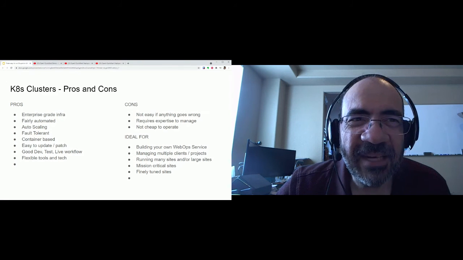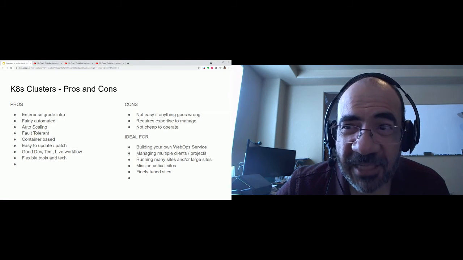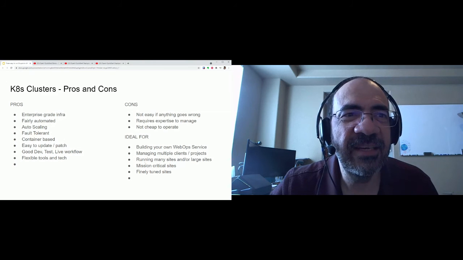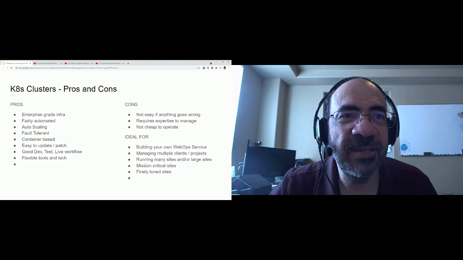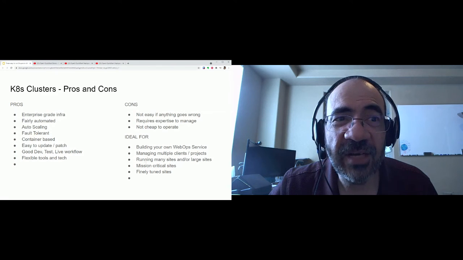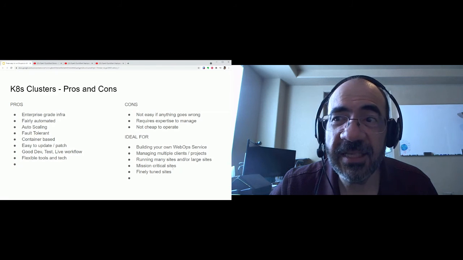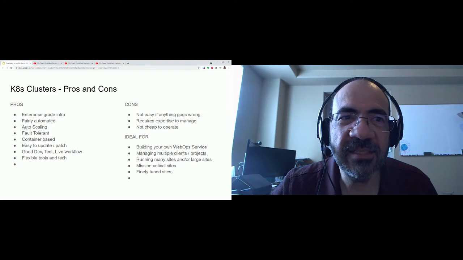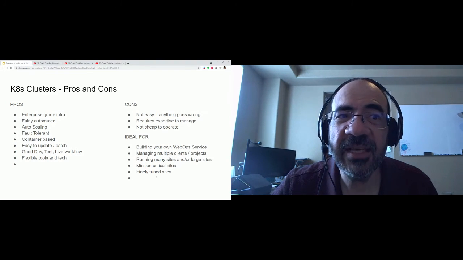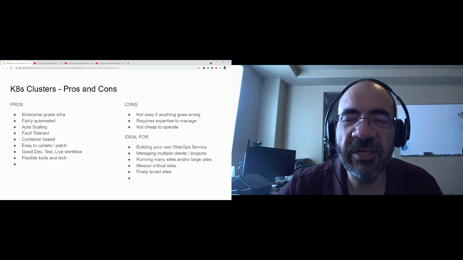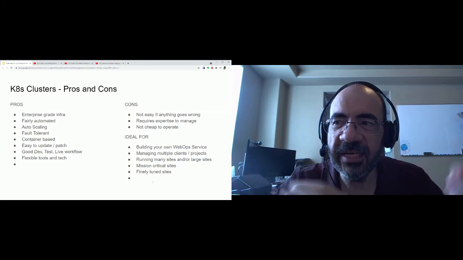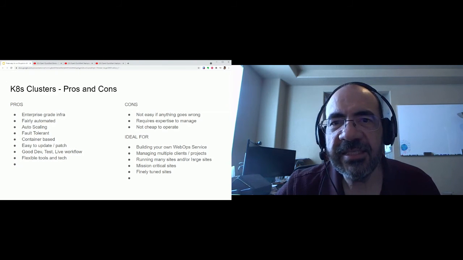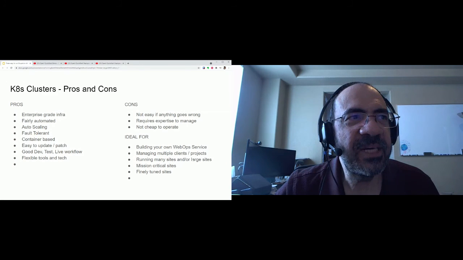You can use it to manage multiple clients. There's no limits on how many sites or projects you can create in something like this. It's very scalable, and it's great for running multiple sites and large sites. So if you have large sites that need to scale up and scale down, it's good for that. And it's good for mission critical sites or finely tuned sites where you need a lot of different services and you want to bring in different things from AWS. So that's the Kubernetes pros and cons.